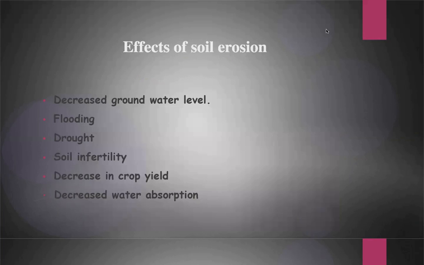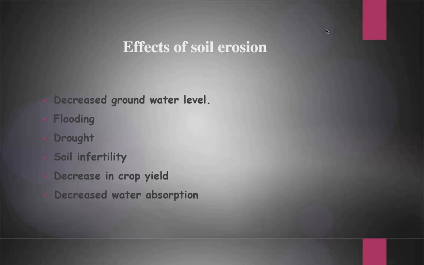Now, after learning the reasons for soil erosion, we are going to learn why it is important to study soil erosion and what could be the effects of soil erosion. Well, the first major effect of soil erosion could be decreased groundwater level. Now, in order to explain this in detail, consider a scenario where there is a land covered by soil.